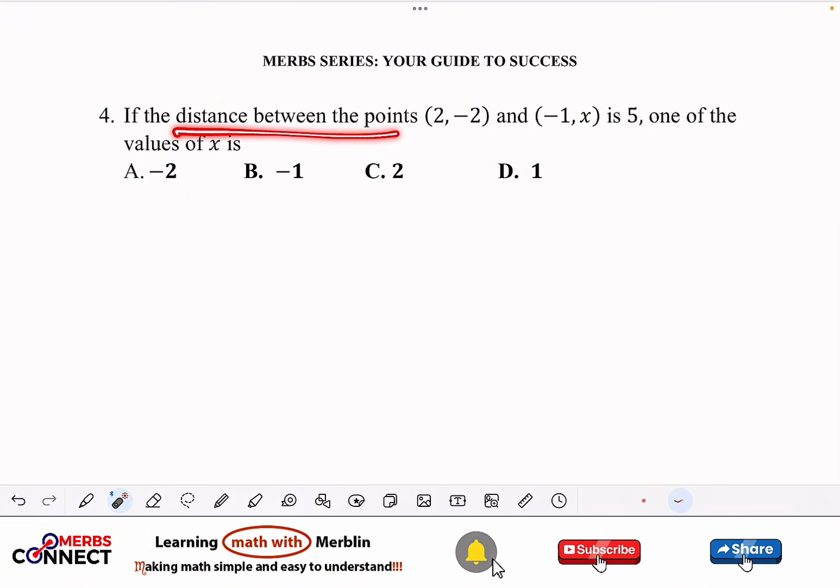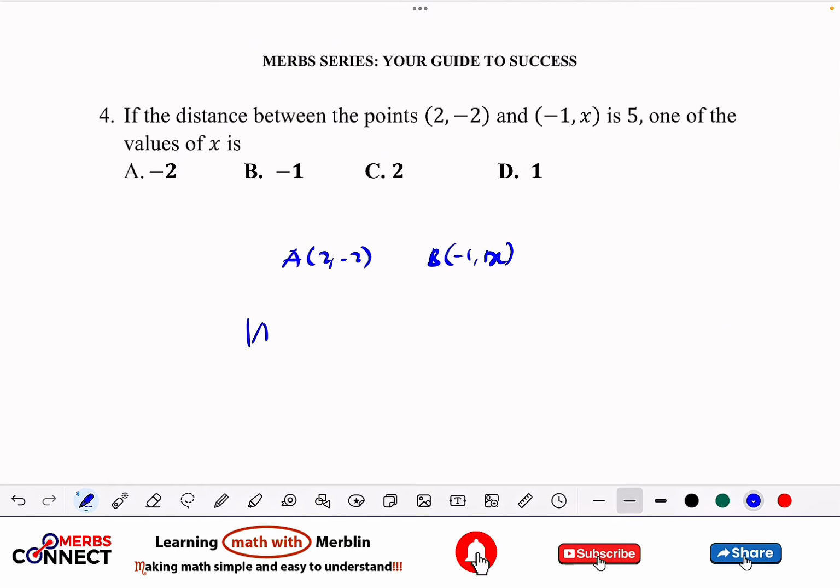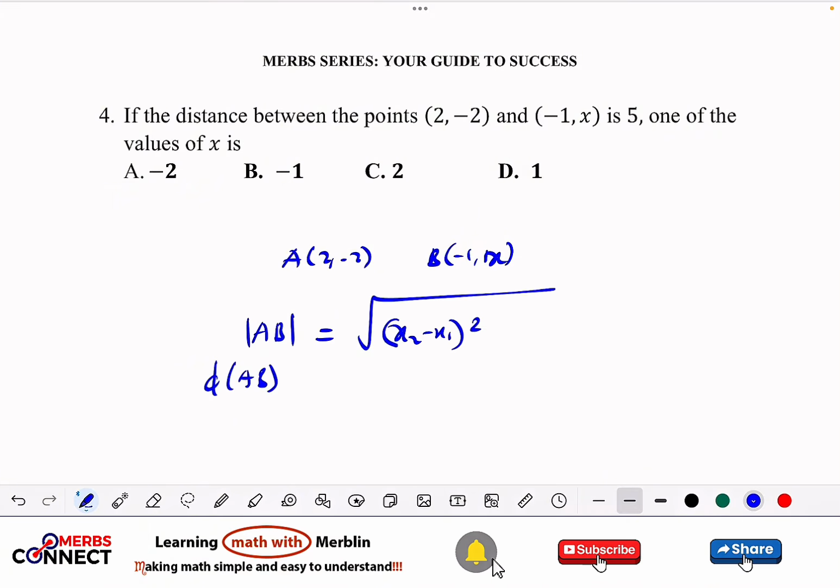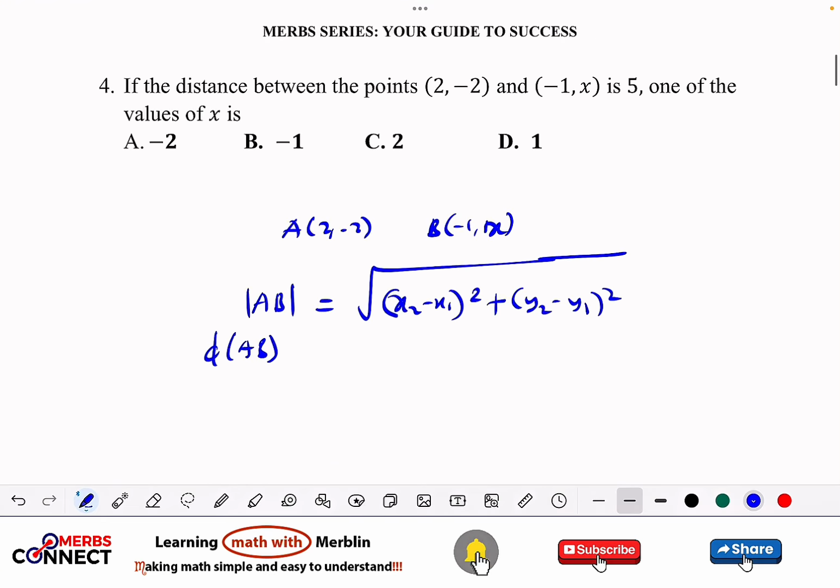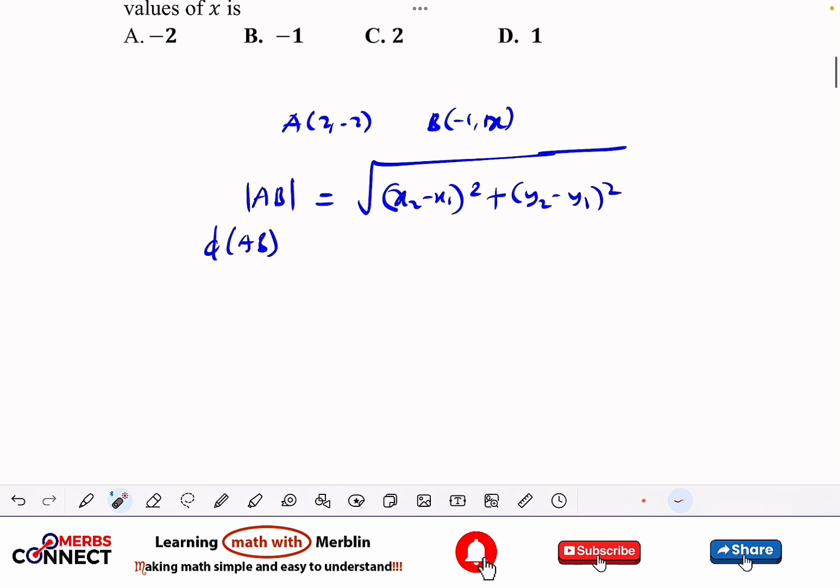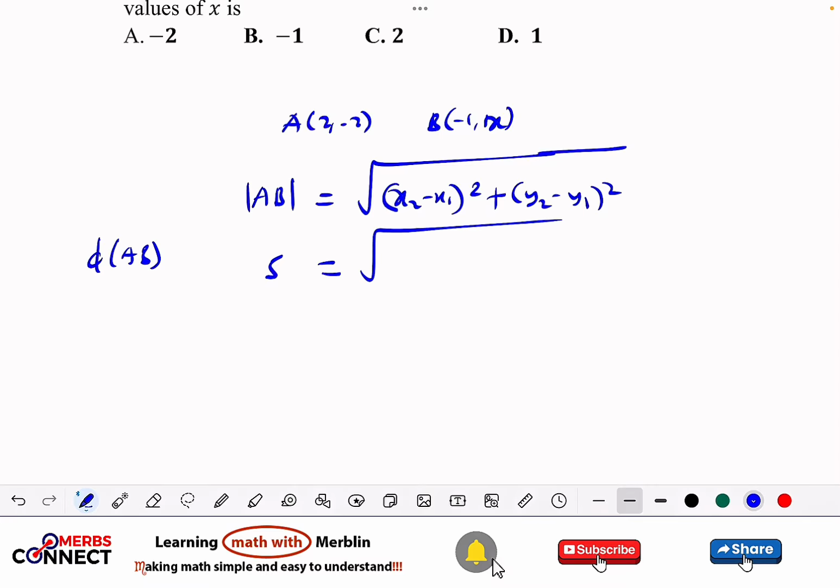So let's look at this one. Distance between this and this. So first we need the distance from these 2 points. So let me say that the first point is A and then the second point is B. So the distance, which we can write as absolute, or you can also use AD like this, is equal to the square root of (x2 minus x1) squared plus (y2 minus y1) squared. And the question is saying that the distance is giving us 5. So I'm going to have this one to be 5, which is equal to square root of.